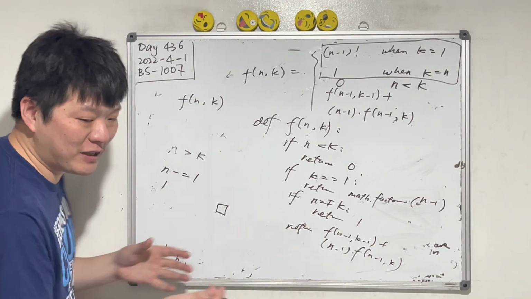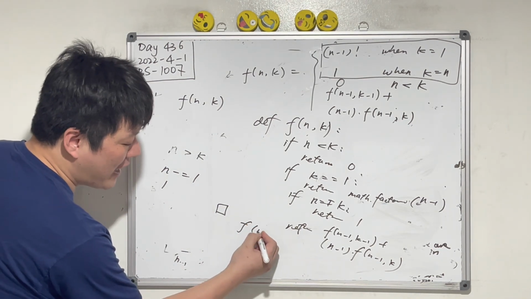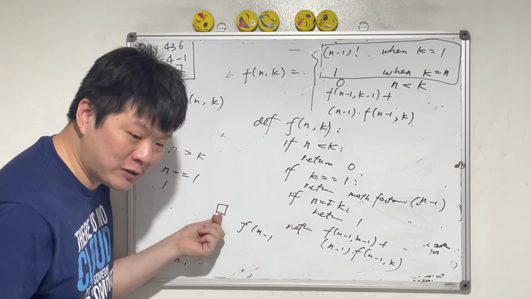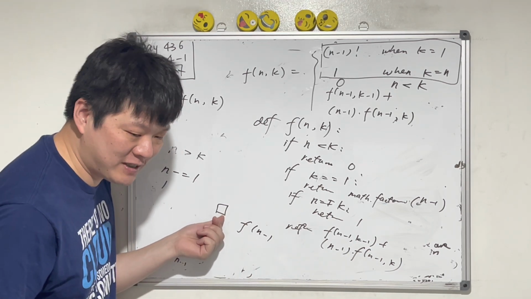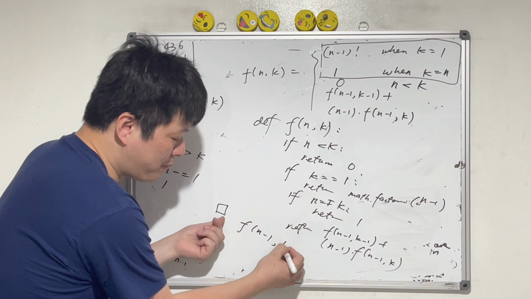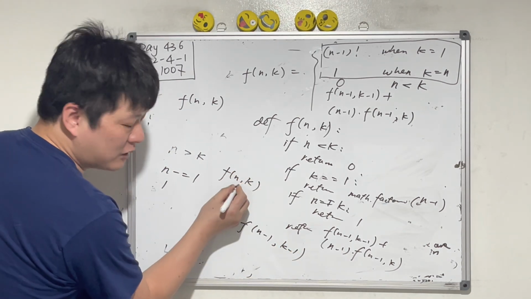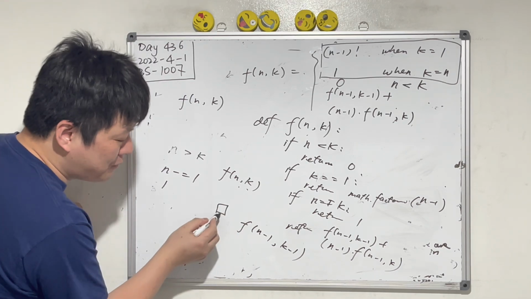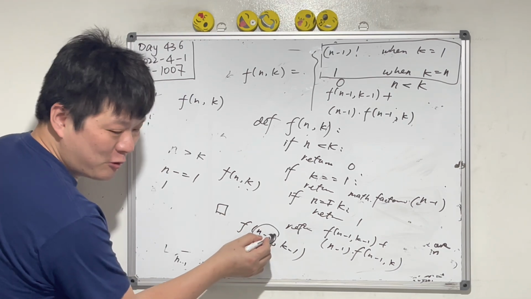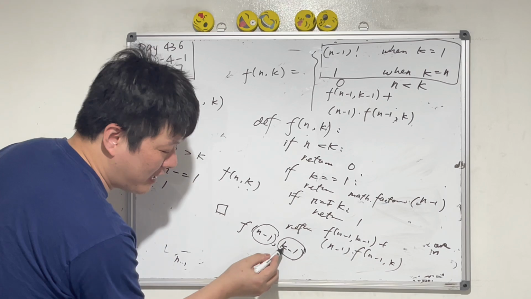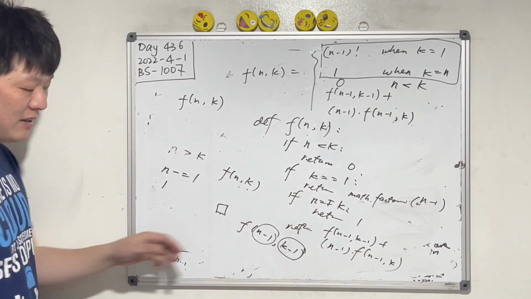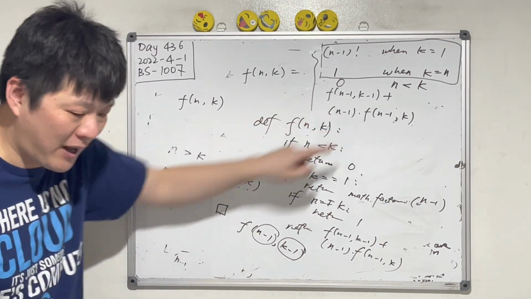So if I put the smallest on the left, I have n minus 1 blocks, right? Because I already used 1 block. And how many blocks left to see? k minus 1, right? Because f(n, k) means I want to place n blocks and see k blocks. I put the smallest on the left, I have n minus 1 blocks, and I have k minus 1 blocks to see. Okay, that's this part. How about this part?